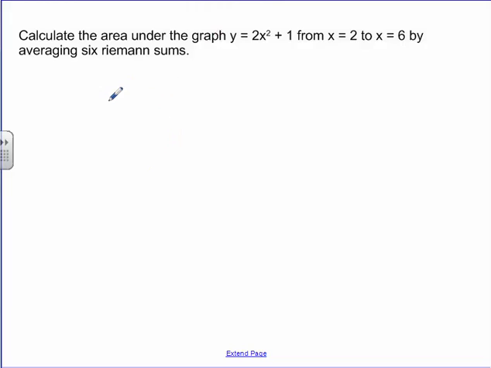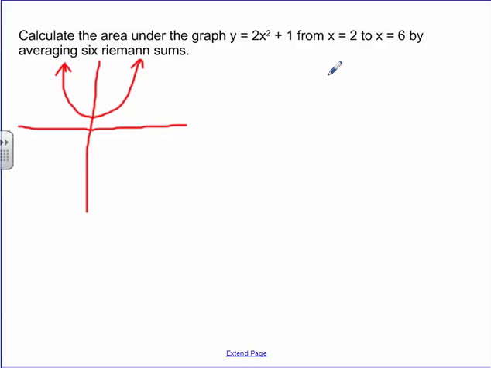So what we'd like to do is find the area under the graph of y equals 2x squared plus 1. Now, first I'm going to cheat, and really quickly I'm going to find it using calculus. If you know what this graph looks like, this graph is a quadratic graph that looks something like this. And if we want to find the area from 2 until 6, let's say this would be 2, and let's say that right about here that could be 6. Okay?